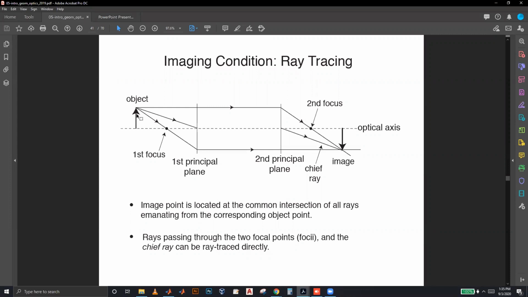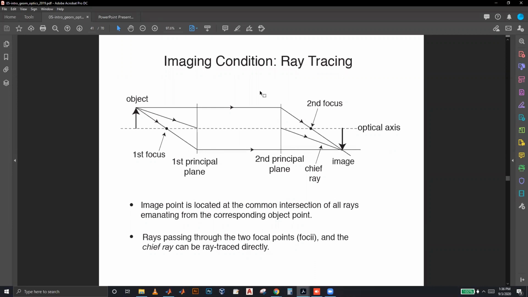So now if we do this for all the points in the object, you can reproduce that object here in the form of an image. So basically, if you have your eye here, you can see the image. If you have the camera sensor, you can record the image in the form of a photograph, video, whatever. So this is how the world of photography works.